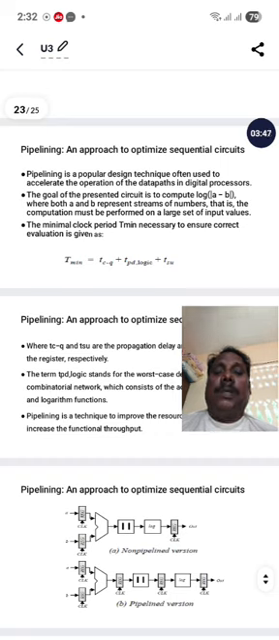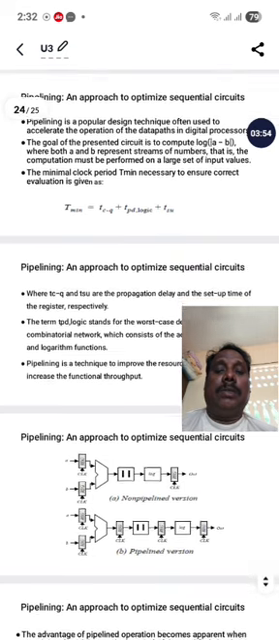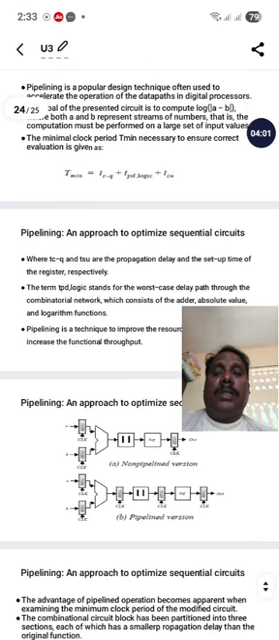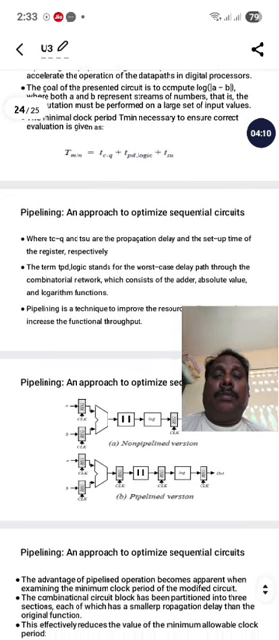The minimum clock period, T minimum, necessary to ensure correct evaluation is given as T minimum equals TCQ plus TPD logic plus TSU. What is meant by CQ and SU? They are the propagation delay and the setup time of the register respectively. TCQ is the clock-to-output time, PD is the propagation delay, and SU is the setup time.